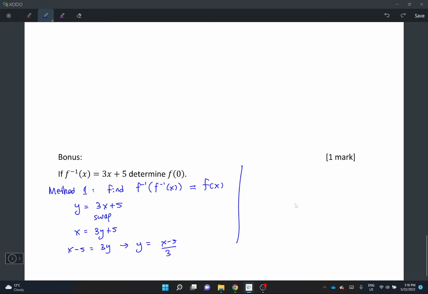And then that means, thus, since we start with f inverse and inverted, that means f of x is equal to x minus 5 over 3. So f of 0 is going to be 0 minus 5 over 3, which is negative 5 over 3. Method 2.